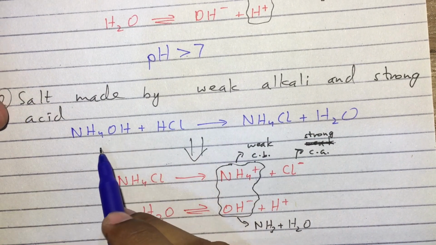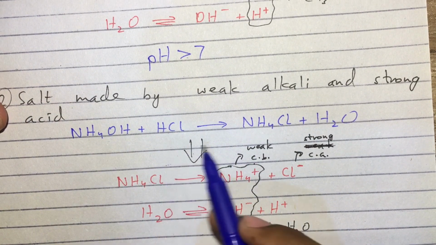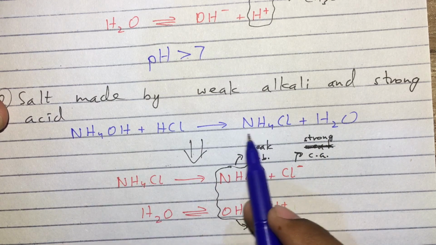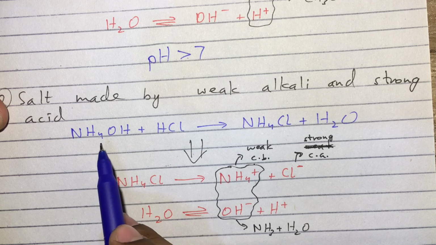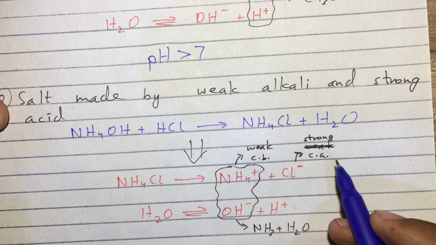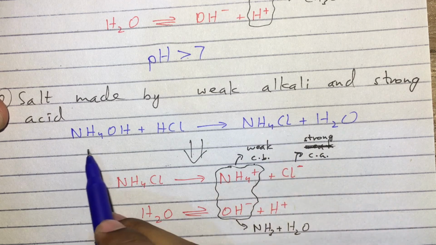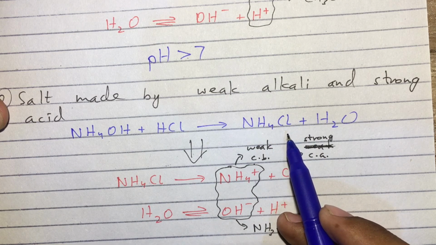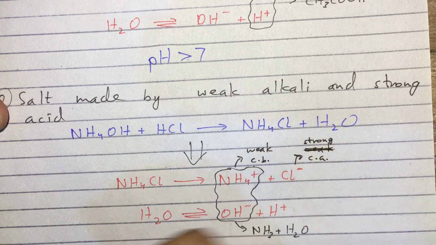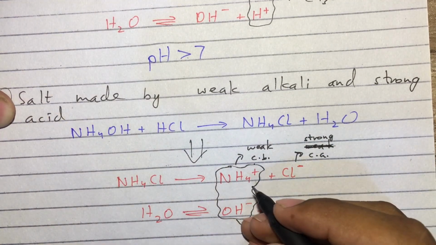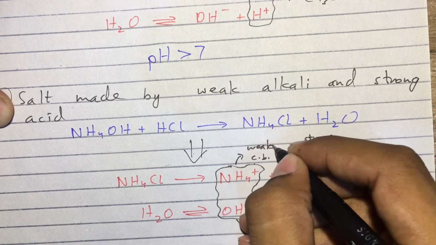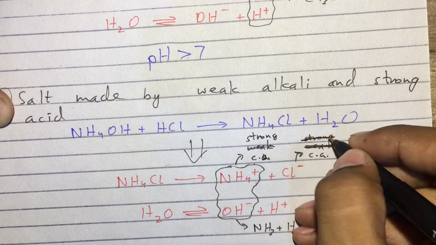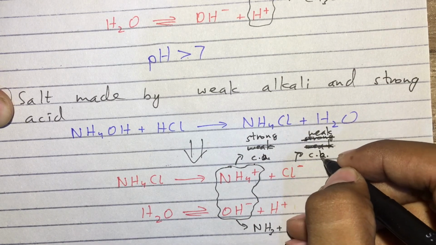Now a salt made by a weak alkali and a strong acid. The weak alkali is NH4OH, the strong acid is HCl. They form NH4Cl plus H2O. Now over here, NH4+ came from a weak alkali, so it's a strong conjugate base. Sorry, it's a strong conjugate acid. I've written this wrong. NH4+ will be a strong conjugate acid, and Cl- will be a weak conjugate base.